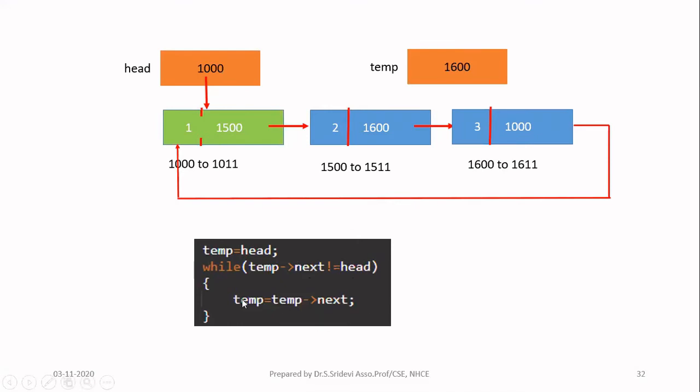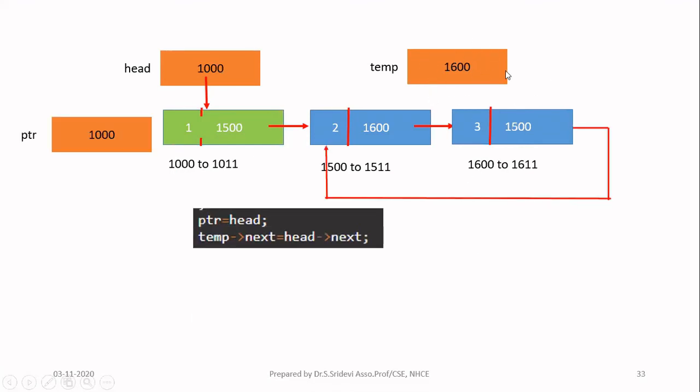Remember these steps, students, it is only for moving from one node to another node until you find the node of your interest. Okay. So when I come outside this loop, I will be in the last node. That is, my temp will contain the address 1600. Right. So now I am at this node. What I have to do here is store 1500, that is the address of the second node, because this node I am going to delete.